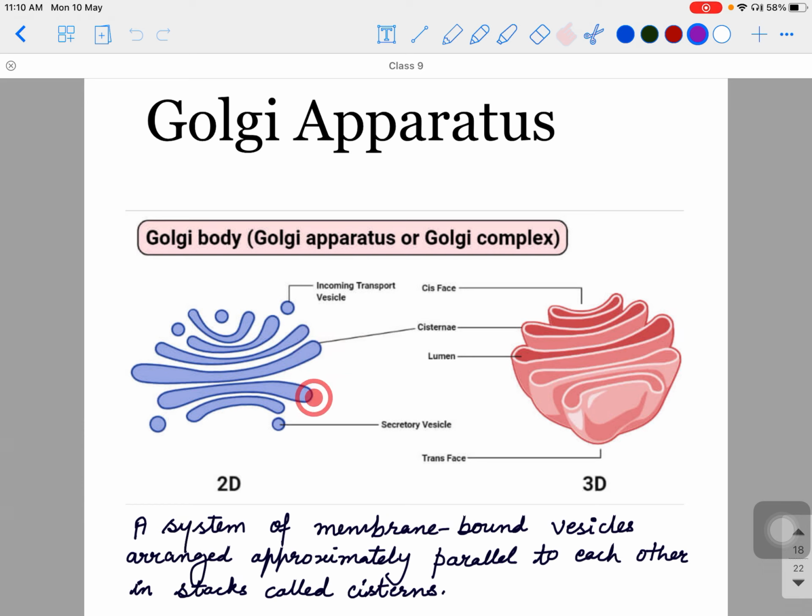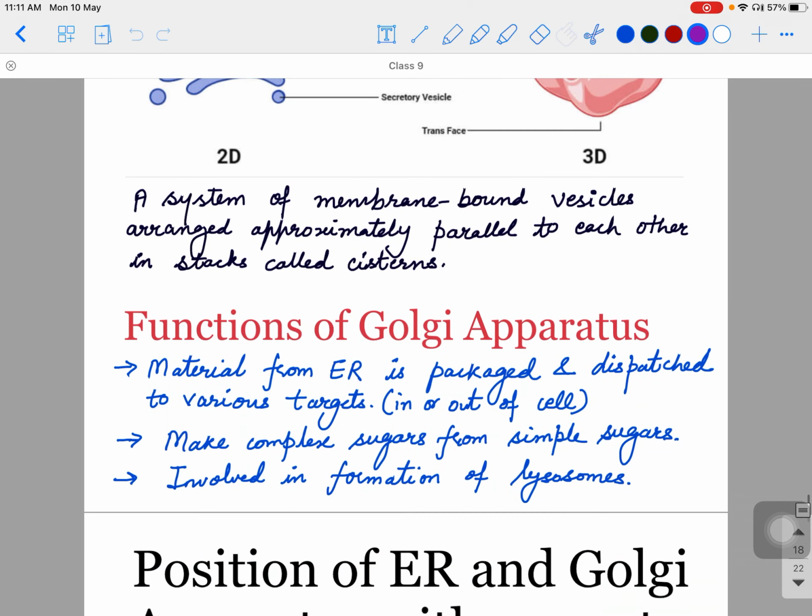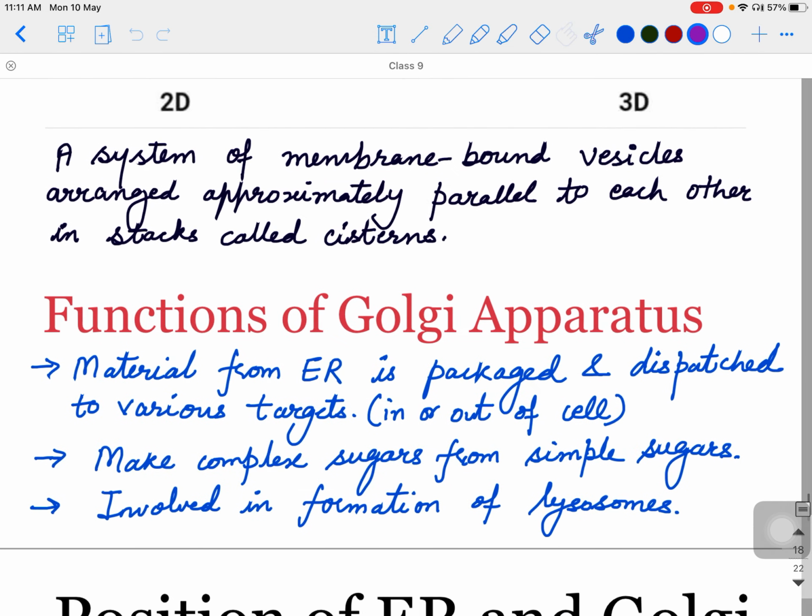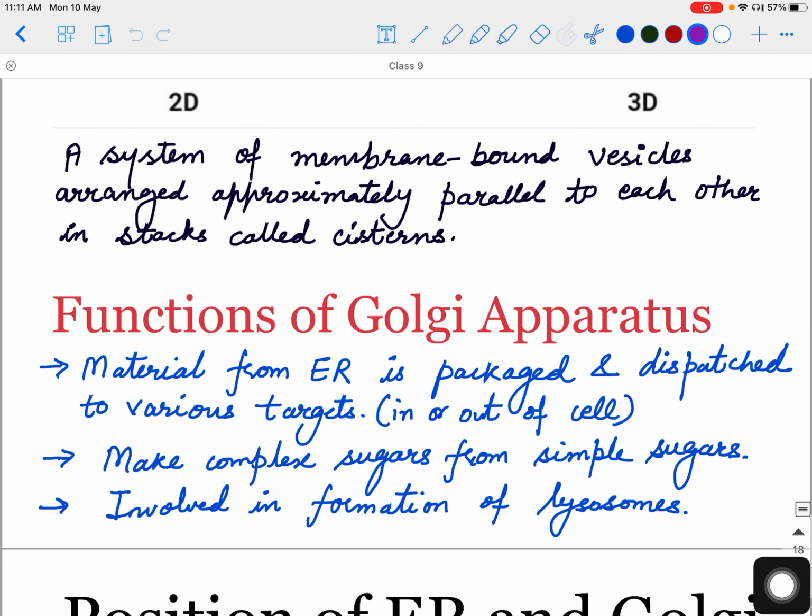And when the ends of cisternae get swollen, so you can see if it is swollen, then it will be pinched off in the form of vesicle. So this is the structure of Golgi apparatus. Now we will see functions performed by Golgi apparatus. Three important functions are performed by Golgi apparatus.